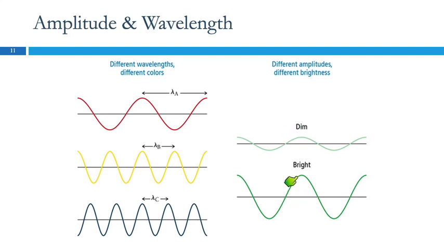The amplitude, how tall that wave is, is the brightness. So you could have bright red light or dim red light. Bright yellow, dim yellow. But they would have the same wavelengths. They just have different amplitudes. Any questions?